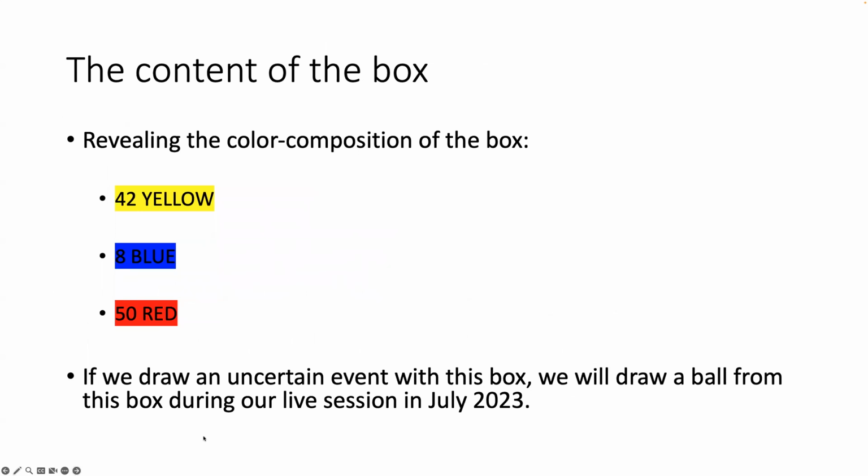Here's the color composition of the box, which you didn't know during the study, but now we reveal it to you. In fact, the box contains 42 yellow balls, 8 blue balls, and 50 red balls. If we draw an uncertain event with this box, then we are going to do that during a live video session in July 2023. And you will be able to see the color of the ball that's actually drawn from the box and see how much you earn as a result.